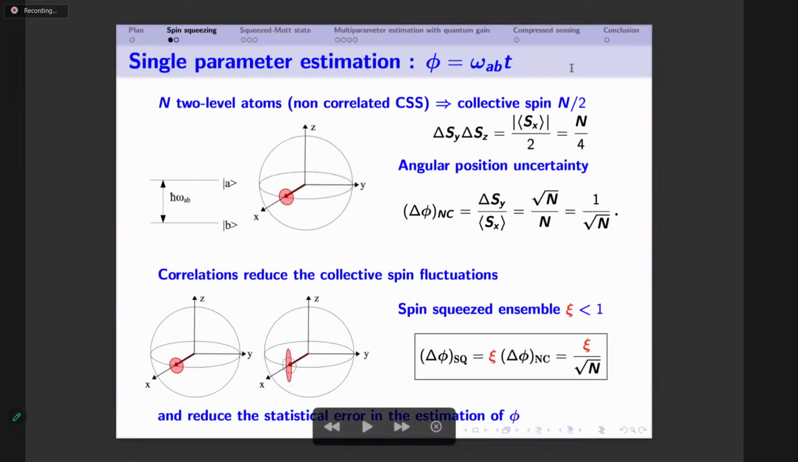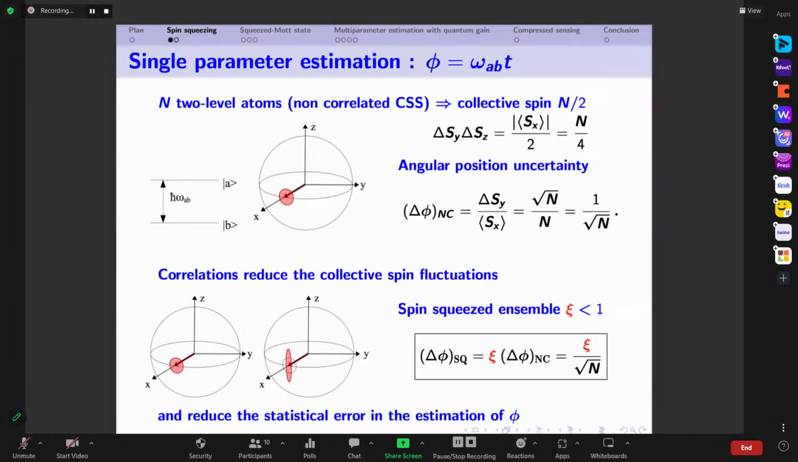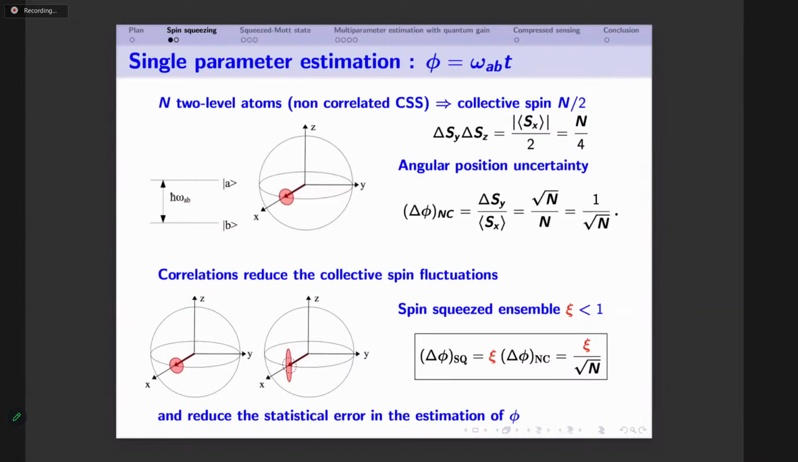So first of all, let us consider single parameter estimation. Many very sensitive atomic sensors are based on the precession of a spin 1/2. And for example, this is the case of atomic clocks. In the case of an atomic clock, one takes an ensemble of N atoms, prepares all the atoms pointing in the same direction. So for example, here the spin of the atoms is represented in the Bloch sphere, and all the spin 1/2 point in the x direction.